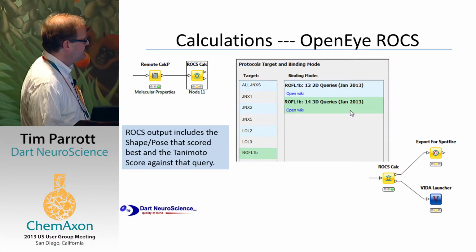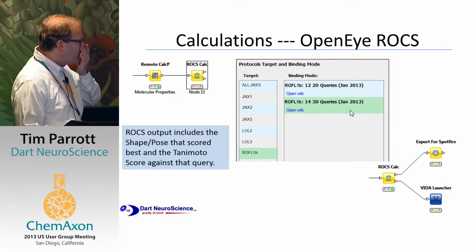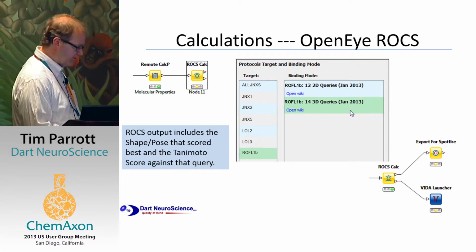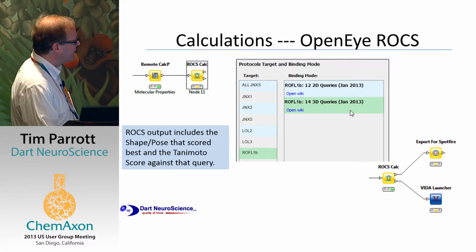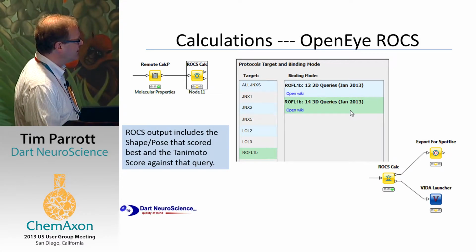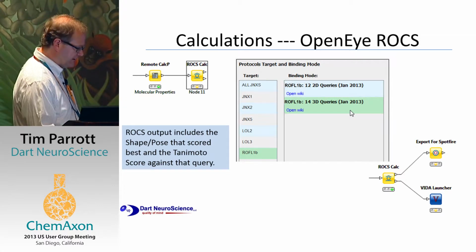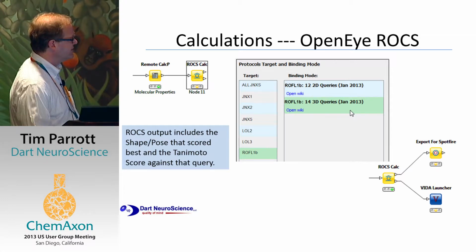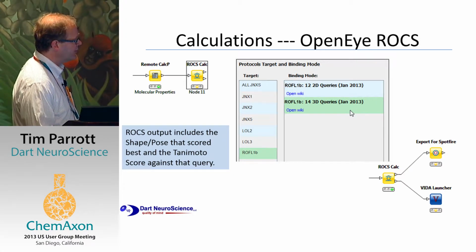For some of our 3D work, we use OpenEye's rapid overlay of chemical structures, or ROCS. In the ROCS nodes, the user comes in and picks a target or a collection of targets, and within each one of those targets, there's a series of queries that have been deposited there by our computational chemists. And then once they pick the model, they can run the node, or if they need more information, there's a wiki link that goes out and pulls back more information about what that set of queries does.